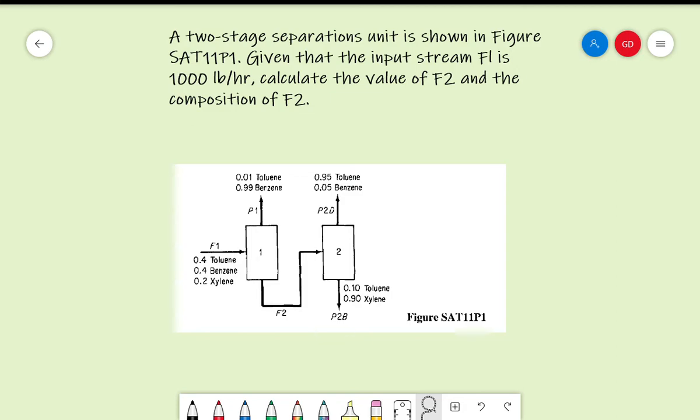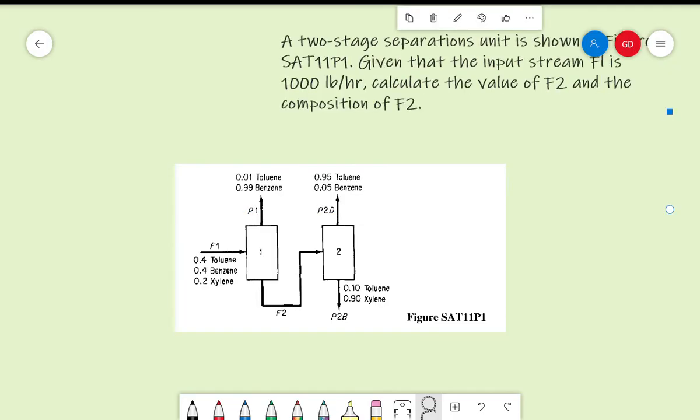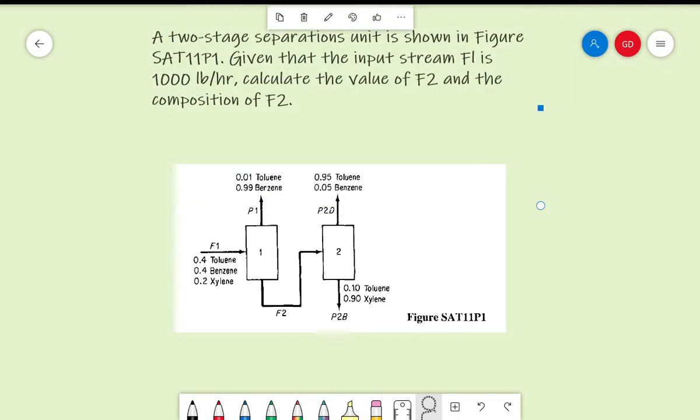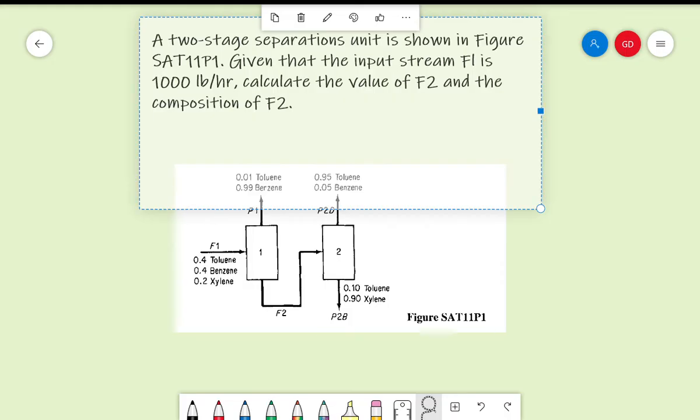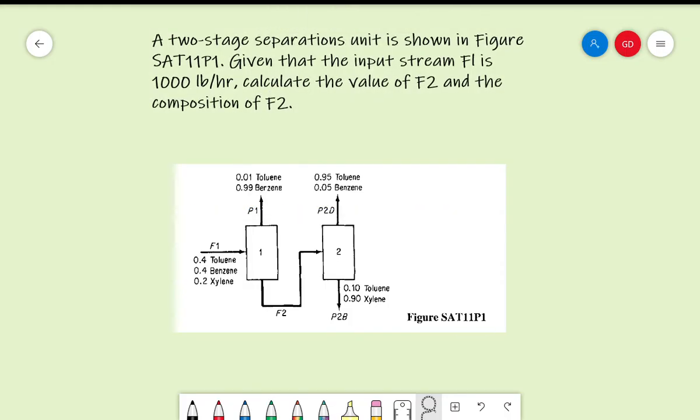So in the problem statement here, we can see that it says two-stage separation, and this is the figure shown below. Now what we need to determine is the value of F2, and you also need to determine the composition of F2. So how do we determine the composition of F2? This is what we need to find.